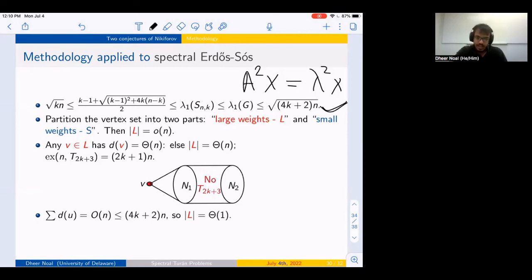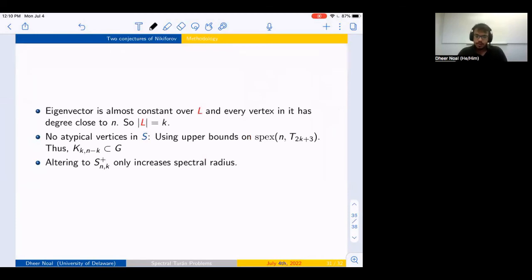So the summation of the degrees is at most 4k plus 2 times n, because we know that the Turán number for a tree is 2k plus 1 times n. And so there can't be many vertices which have degree n, else we would cross this number. So that tells us that there's at most a constant number of vertices in L, and then we just refine our arguments. We end up showing that every vertex inside L has almost constant eigenvector entry.